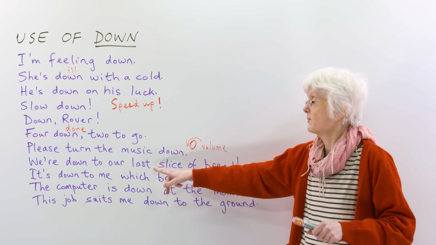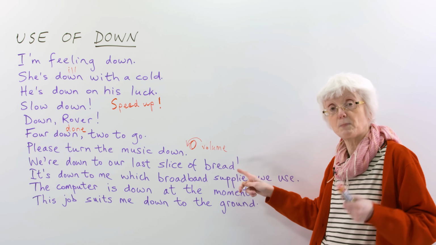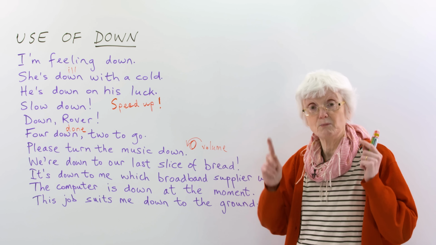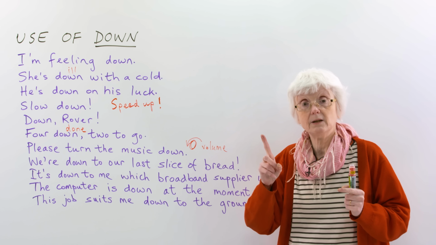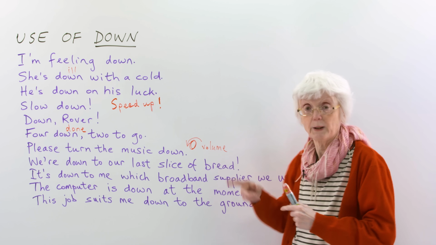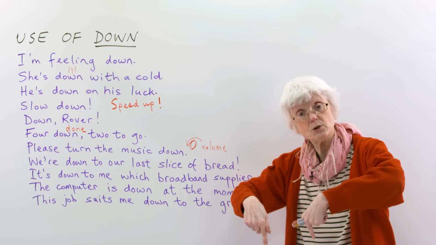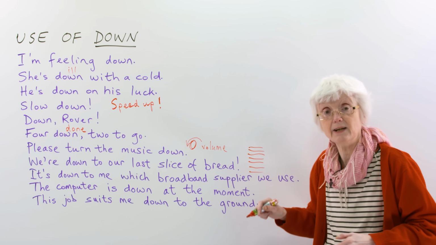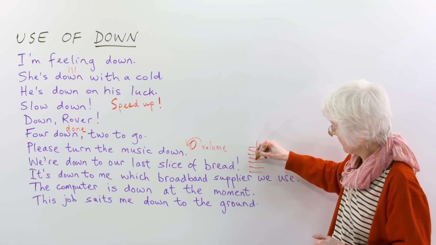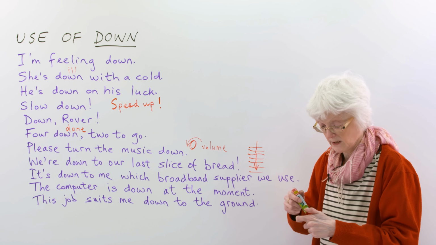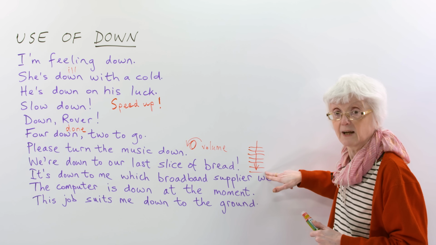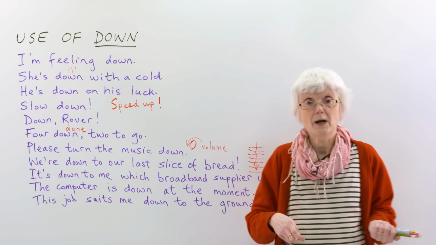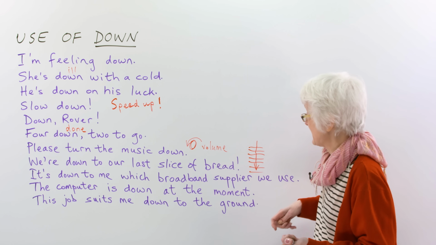And then this one, can you guess what this means? We're down to our last slice of bread. Okay, so panic. It means we only have one slice of bread left. We have no more bread. If you can imagine a pile of bread in slices, and you've eaten all of it right down to the last one. We're right down to our last slice of bread there. Somebody must go out and buy some more because bread is so essential. Okay, so that's that one.